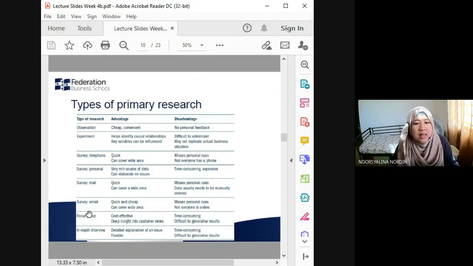And then through survey email, okay, and then focus group. This one is something where you go to a certain rural area. Maybe you tell the village headman you want to actually collect the data from all the respondents in this village. So that is a focus group.